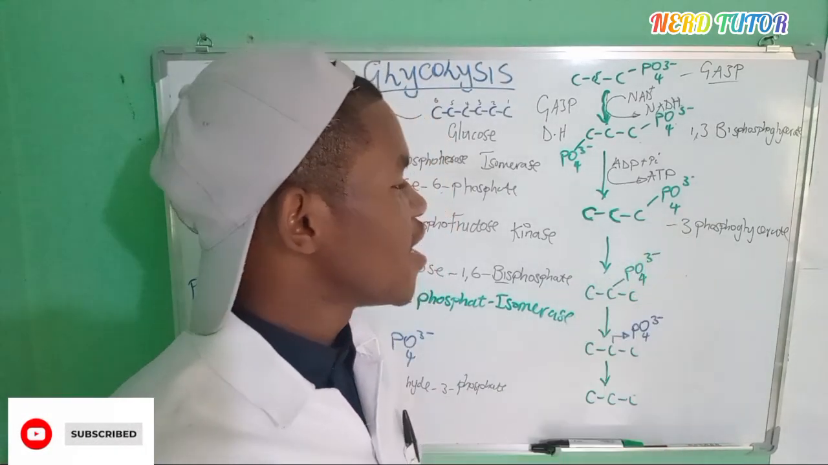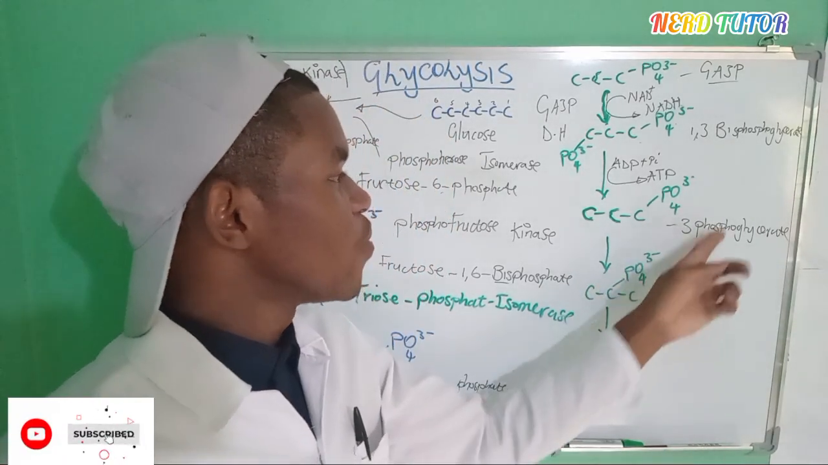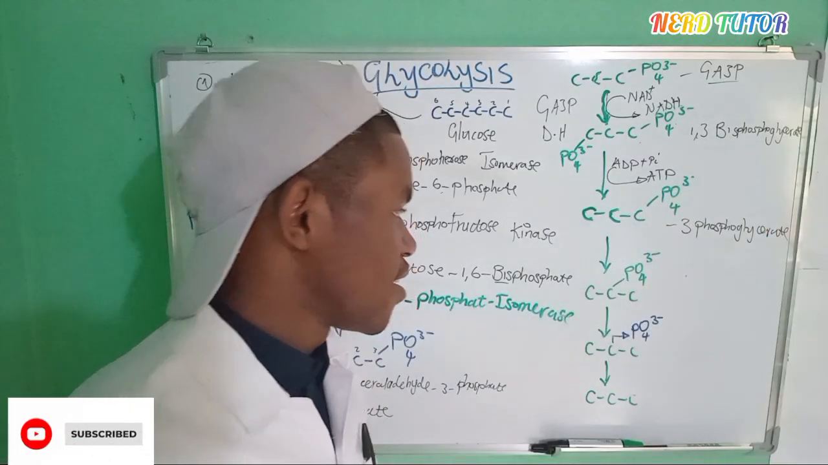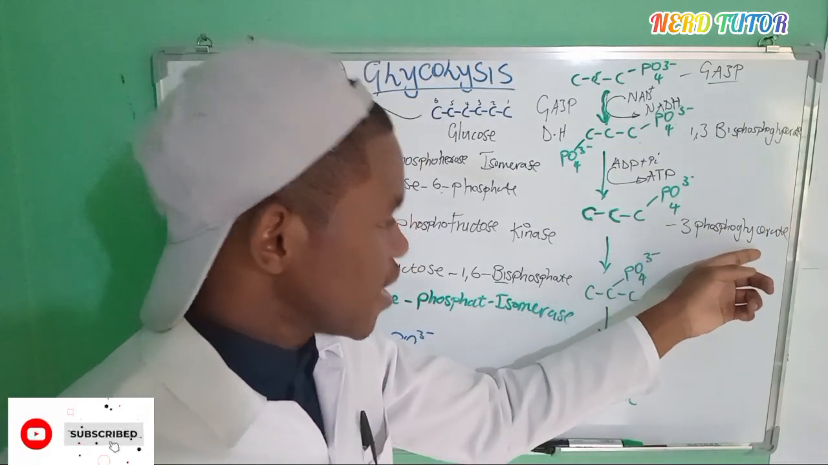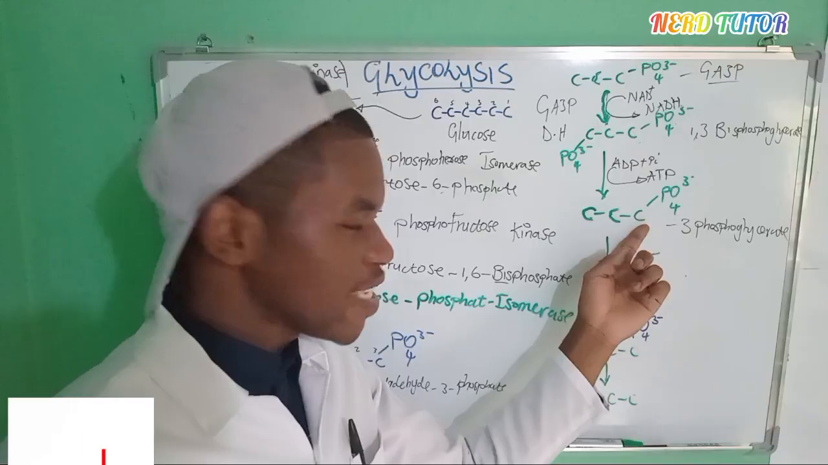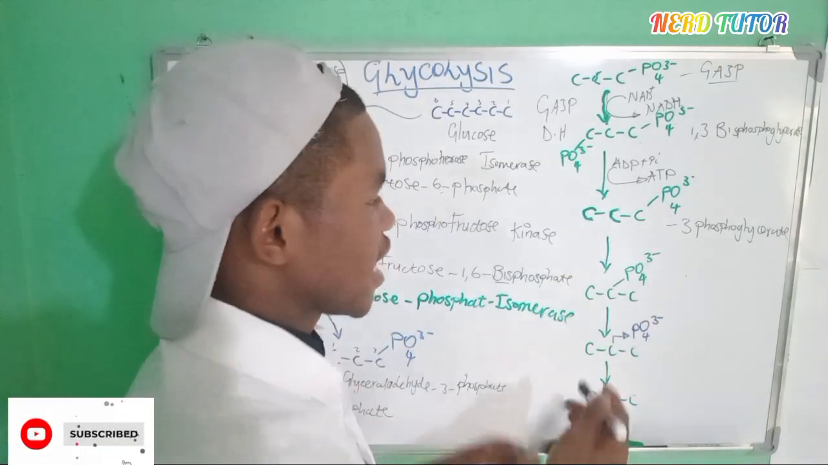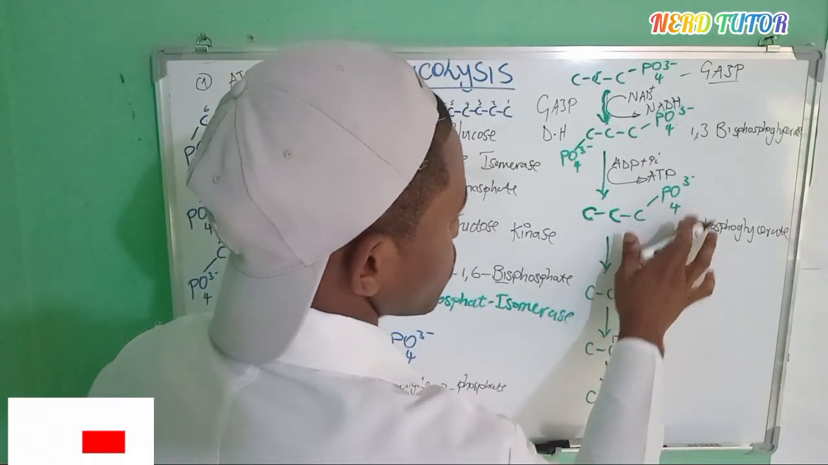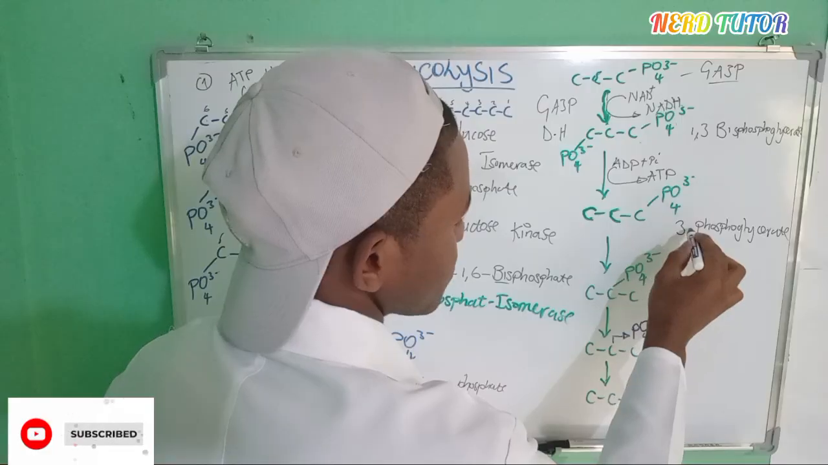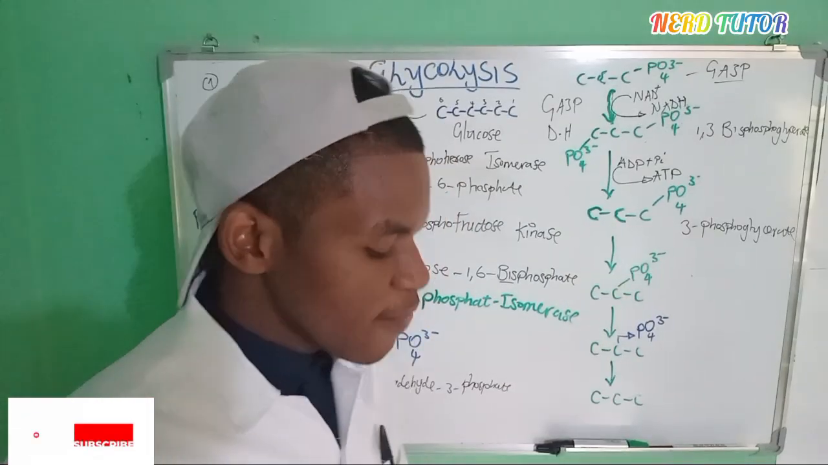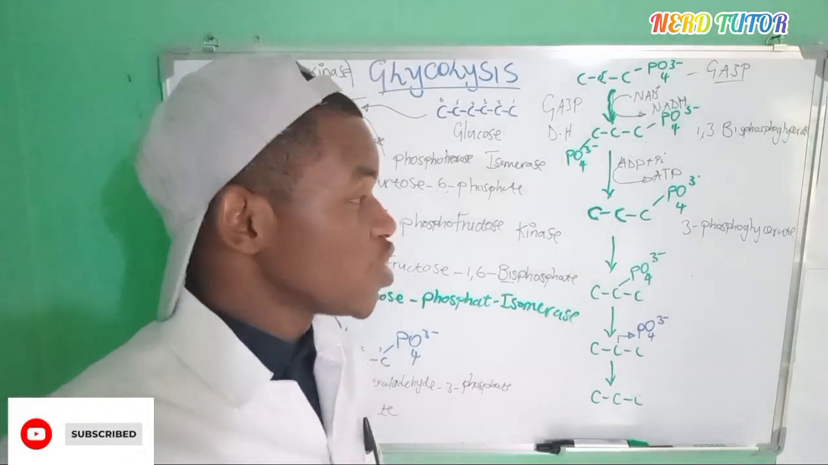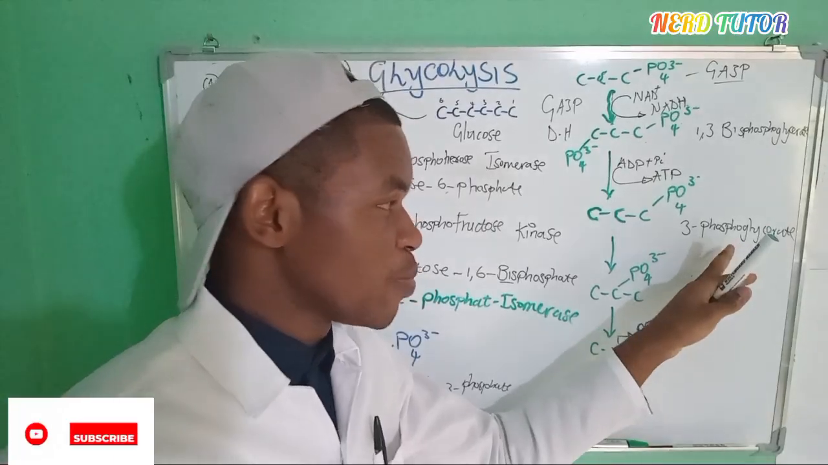No wonder we haven't included the bis part. 3-phosphoglycerate. At carbon number 3, that is where this guy is attached. So, according to chemistry, we write like this: 3-phosphoglycerate. So this is the molecule that has been produced.